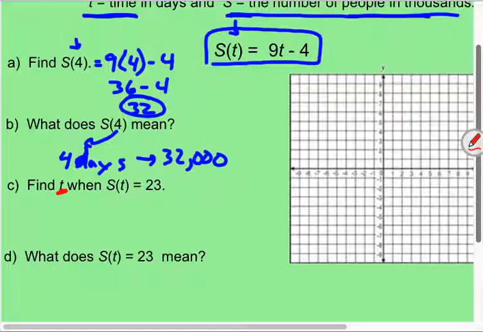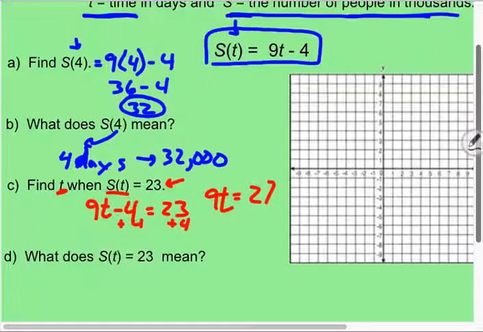Find t now. They want us to find how many days it takes, not 23 people, but 23,000 people to get swine flu. But we're just going to use 23 right now because S is in thousands of people. So what is S of t equal to? 9t minus 4, that's your rule. And whenever you plug that time in, we're going to get 23 out. So basically we're solving this equation. If I add 4 to both sides, I'm going to get 9t equals 27. If we divide both sides by 9, we get t equals 3. Okay, so we found t is 3.